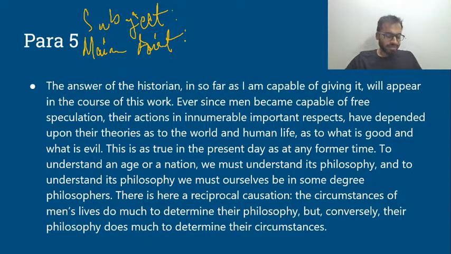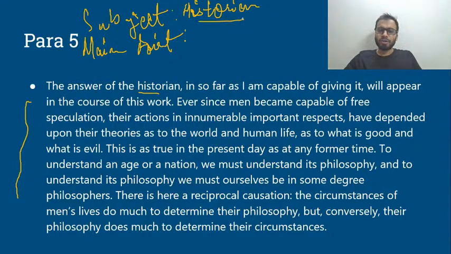You get the hint from the very first line itself, the answer of the historian. Right? So now you're talking about how the historian would answer and how the historian views everything, which is very prevalent in the entire paragraph going forward. It is from the point of view of a historian. How would the historian put it? So the main subject of this entire paragraph, paragraph number 5, is how a historian understands the entire aspect of philosophy, right?